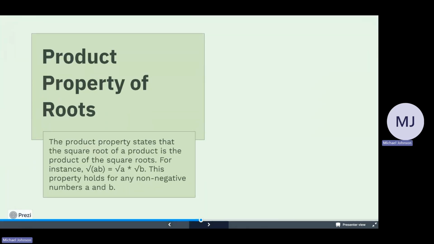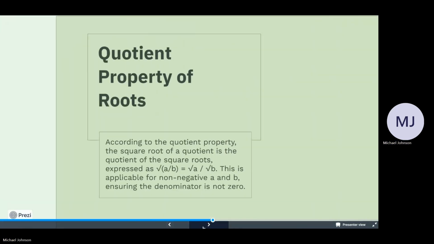The product property states that the square root of a product is the product of the square roots. For instance, square root of (a times b) equals square root of a times square root of b. This property holds for any non-negative numbers a and b.